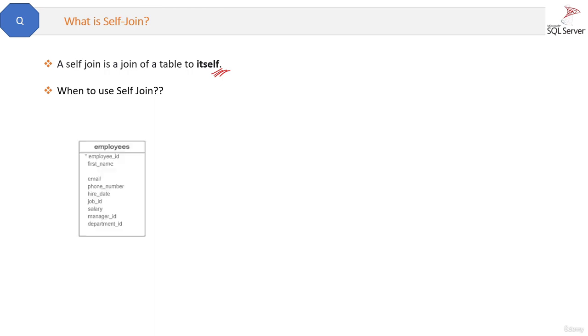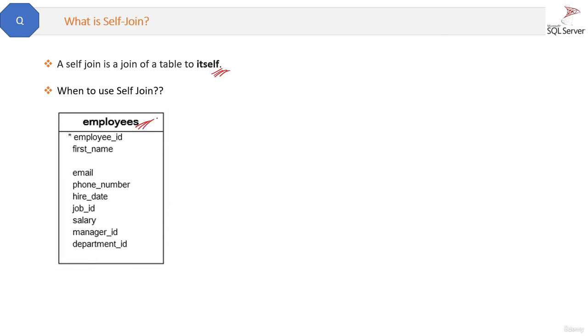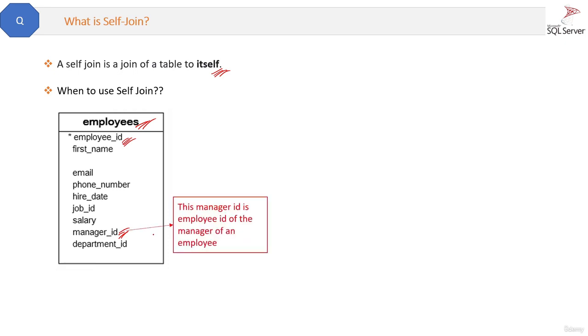Suppose you have an employee table like this. Here all the employees with their employee ID are present, right? Managers are also employees, so they are also present in this table with their employee ID, right? Now most of the employees will have a manager, right? Therefore in the same table there is a manager ID column. Now listen carefully. In this manager ID column, we will put the employee ID of the manager of that employee.